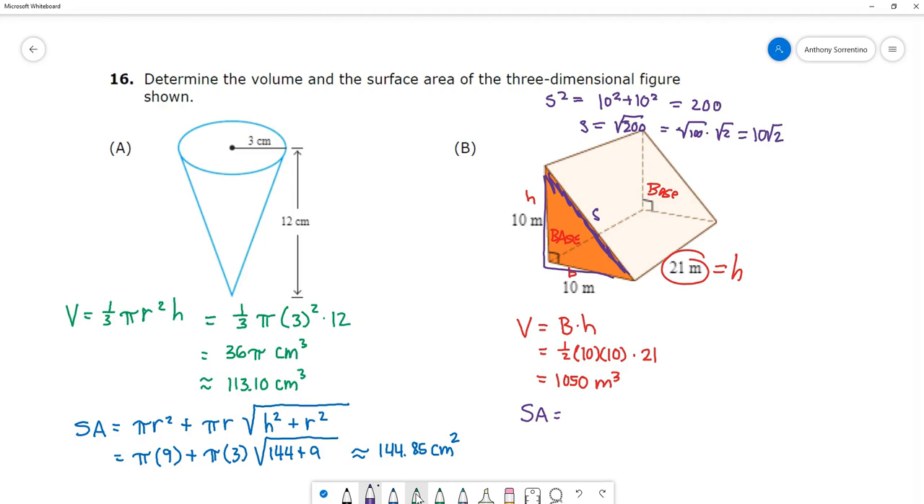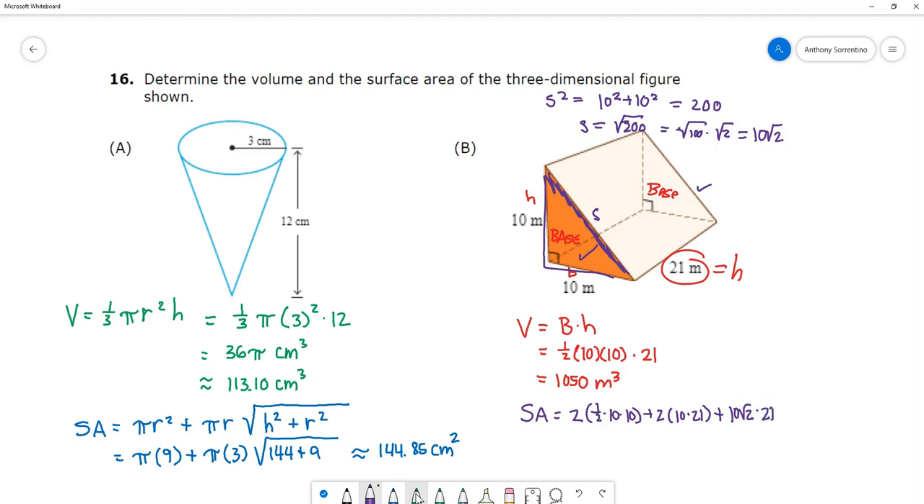So when I do the area of this, I'm going to have 2 times the area of the base, which is the 1/2 times 10 times 10. That takes care of this one and this one. I have 2 faces that are 10 by 21. And I have 1 face that's 10 times the square root of 2 times 21. And I have to add those together.